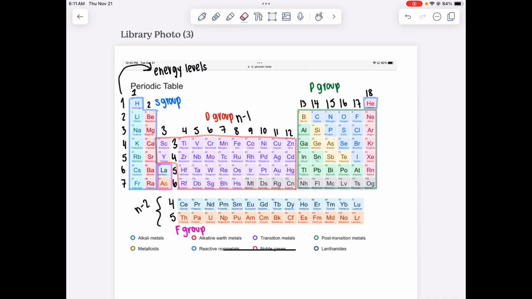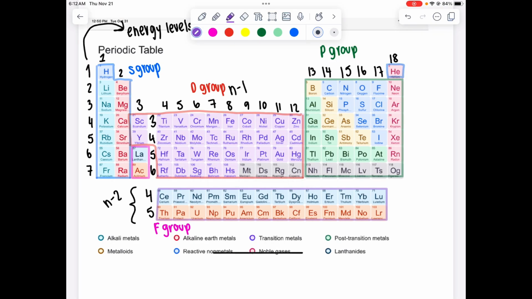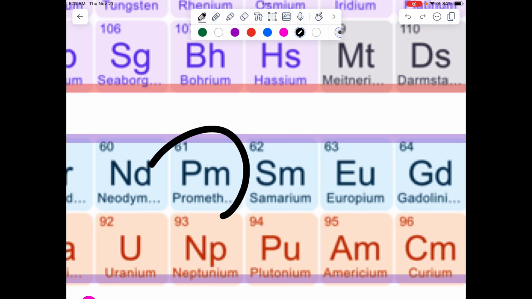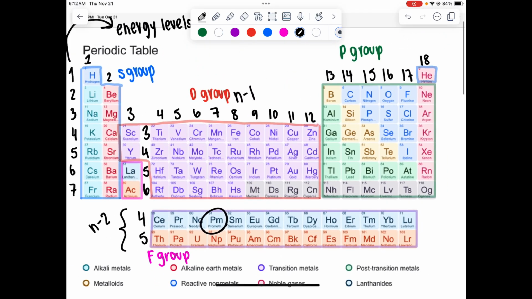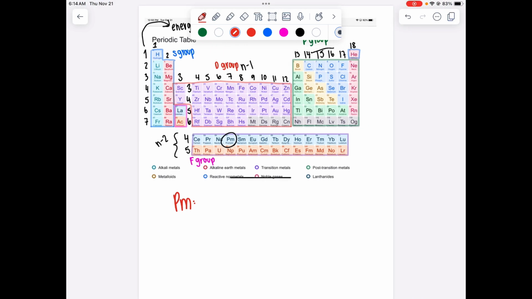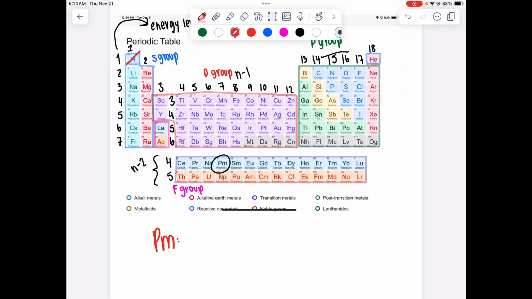Okay, now this is gonna get complicated. Now we're gonna do the whole process we just went through to find promethium, which is right here. So this is our goal. So we're finding PM. Okay, so it's the same thing. We're gonna cross these two out.